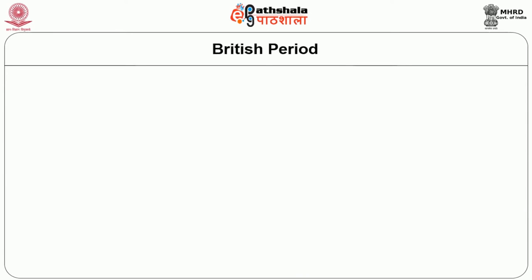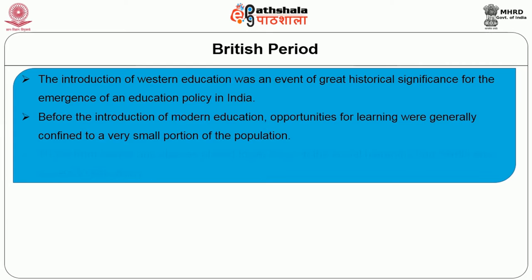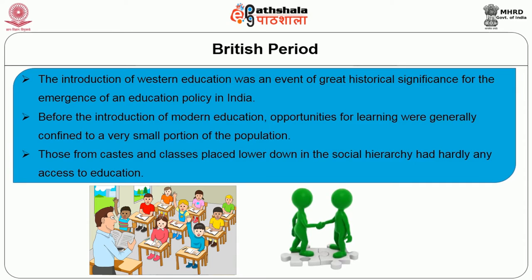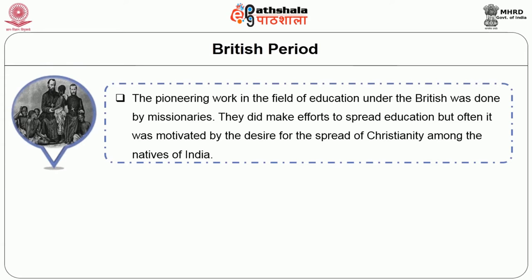Under the British period, the introduction of Western education was an event of great historical significance for the emergence of an educational policy in India. Before the introduction of modern education, opportunities for learning were generally confined to a very small portion of the population. Those from castes and classes placed lower down in the social hierarchy had hardly any access to education. The pioneering work in the field of education under the British was done by missionaries. They did make efforts to spread education, but often it was motivated by the desire to spread Christianity among the natives of India.